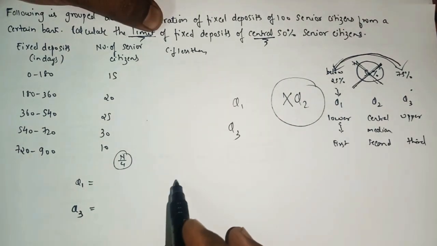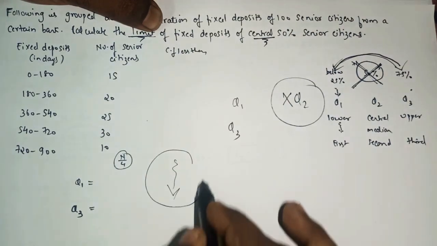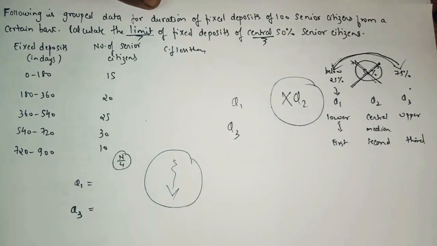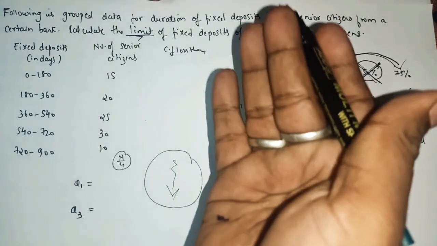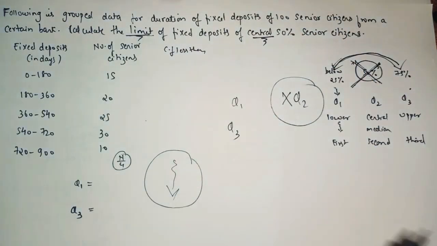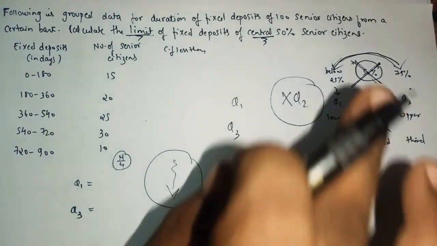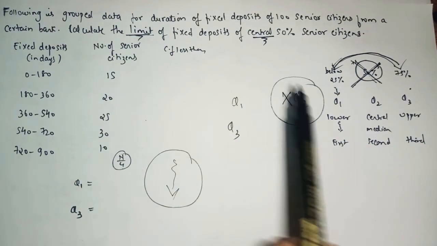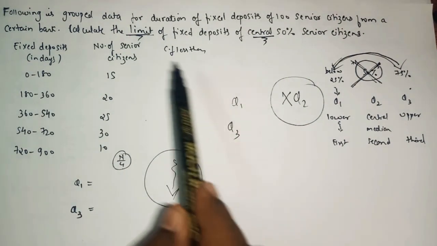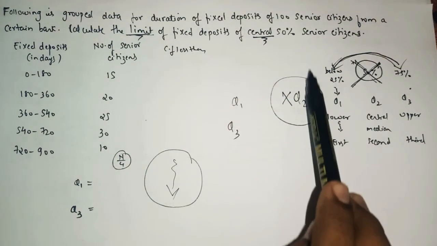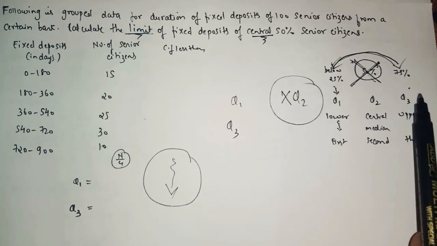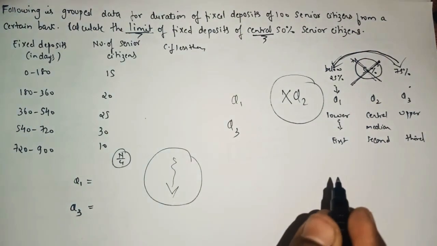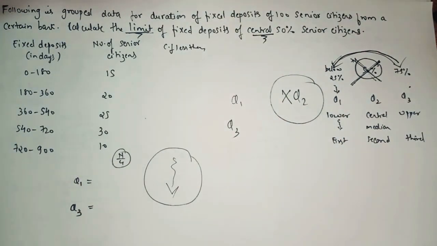I hope you all can try this sum by yourself. My point is just to explain the meaning of this sentence. Whenever you come across the words limit central 50%, that is not Q2. If they use only central, then Q2. If they use limit central, you have to find Q1 and Q3. Limit means this value lies between these two. Limit 50% means Q2 lies between Q1 and Q3. So in simple language, whenever the words limit central 50% come, simply find Q1 and Q3. No need of finding Q2.